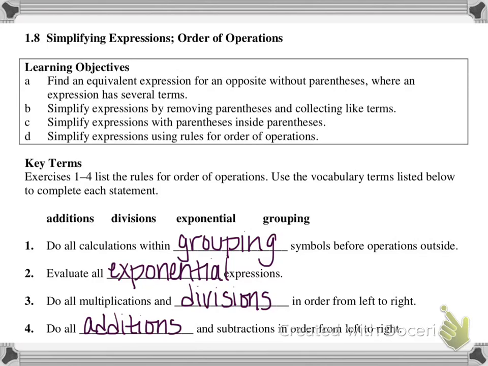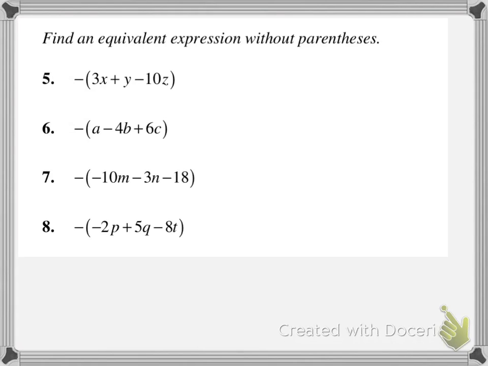The next level, or number 2, is to evaluate all exponential expressions. So look for those exponents. The third level, do all multiplications and divisions in order from left to right. And finally, do all additions and subtractions in order from left to right. So those are the 4 levels that you have to follow when you're working with multiple operations inside one single expression. So let's look at some other types of problems that we'll be seeing.